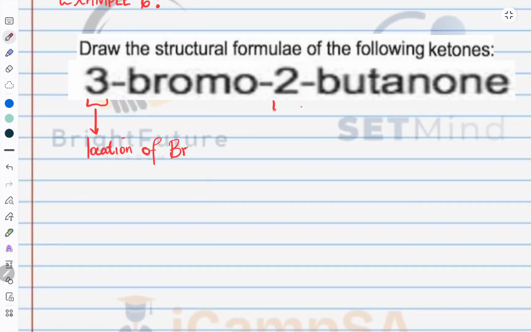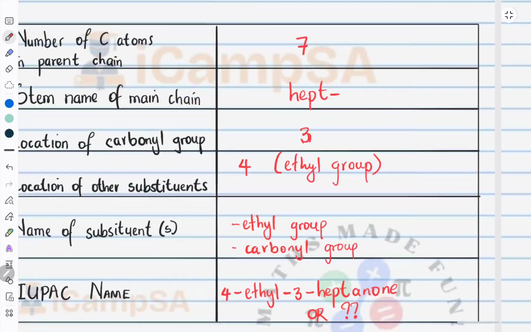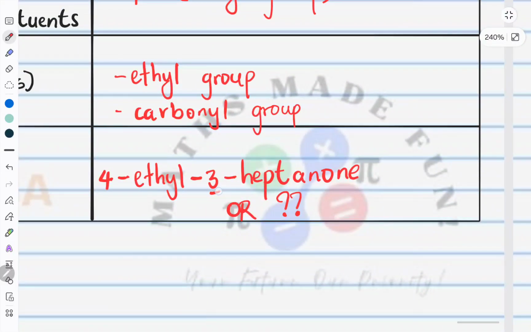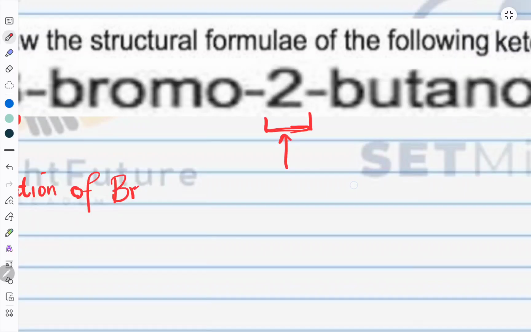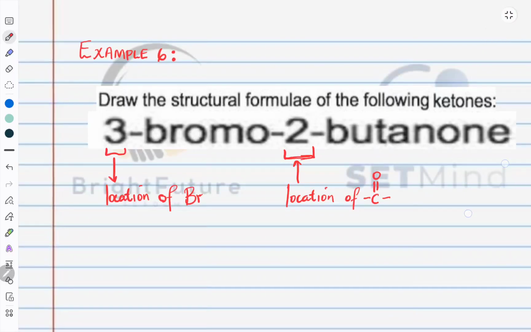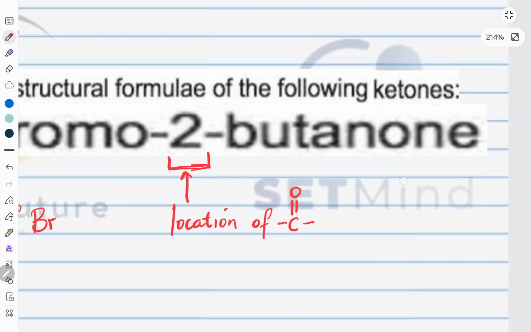Now this one, remember what this one tells us. If you remember here, we mention it before the full name, or before the name of the parent chain. So that one tells us the location of our carbonyl group in the parent chain, right? Okay, so that's the location of the carbonyl group.